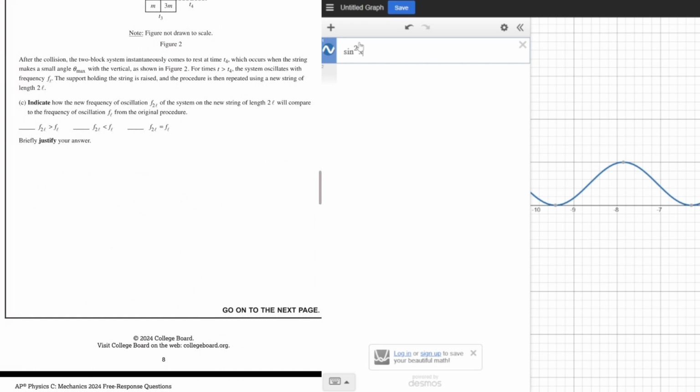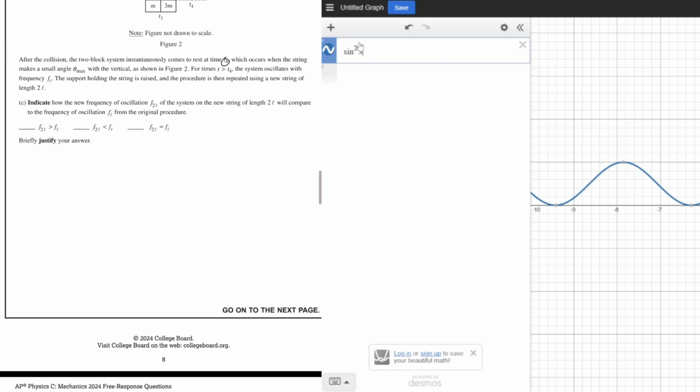After the collision, the two-block system instantaneously comes to rest at time t4, which occurs when the string makes a small angle theta max with a vertical as shown in figure 2. For times t greater than t4, the system oscillates with frequency FL. The supporting string is raised and the procedure is then repeated using a new string of length 2L.